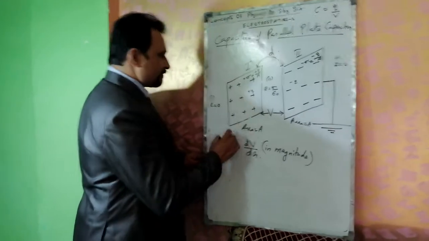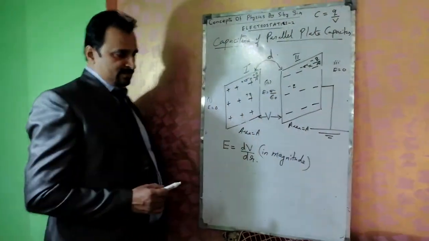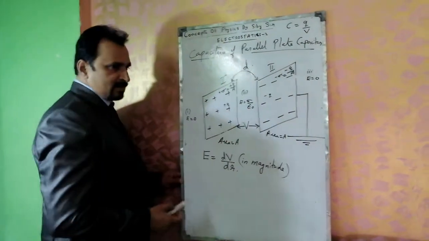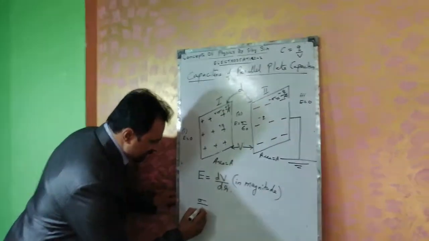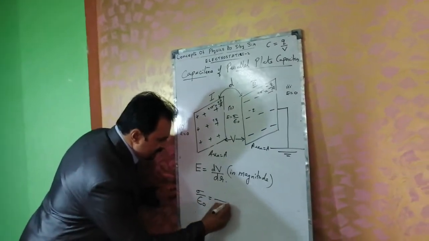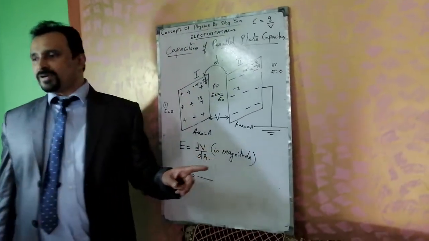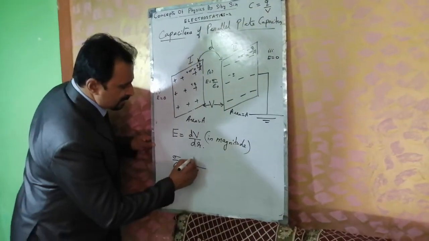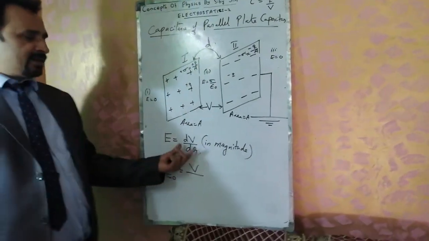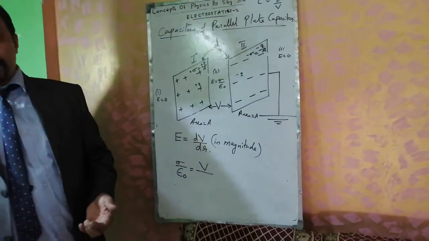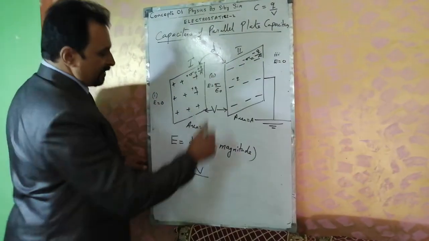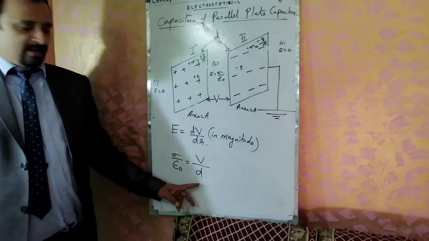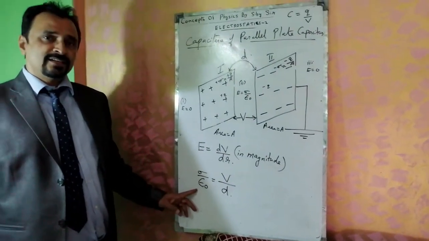You apply this concept to this parallel plate capacitor. So instead of electric field, you can write sigma by epsilon naught. Electric field between the plates of the capacitor, sigma by epsilon naught, is equal to... what does dV stand for? dV is called potential difference. Here the potential difference between the plates of the capacitor is V, and dr stands for the distance between the plates, which is d. So here V by d stands for potential gradient, and sigma by epsilon naught is the electric field.